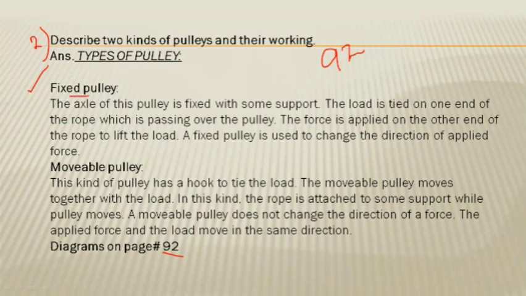We will write about the fixed pulley, and then about the movable pulley, in which the pulley moves with the load, while the fixed pulley is fixed to some support and just the load moves in the opposite direction of the force. So here the direction of the applied force is changed, and there there is no change in the direction of the force, or the forces and loads act in the same direction. So these are the two questions related to today's topic.